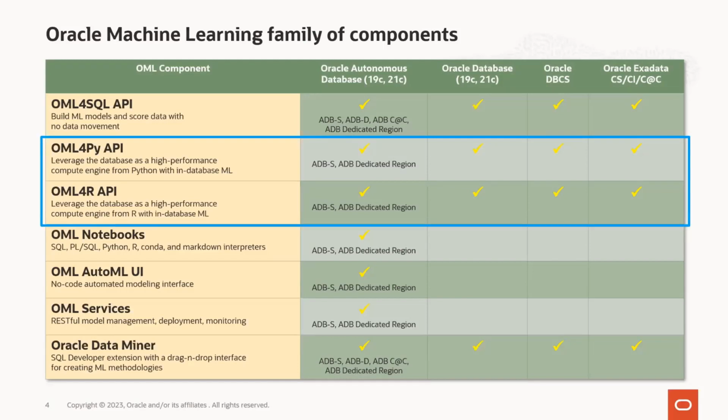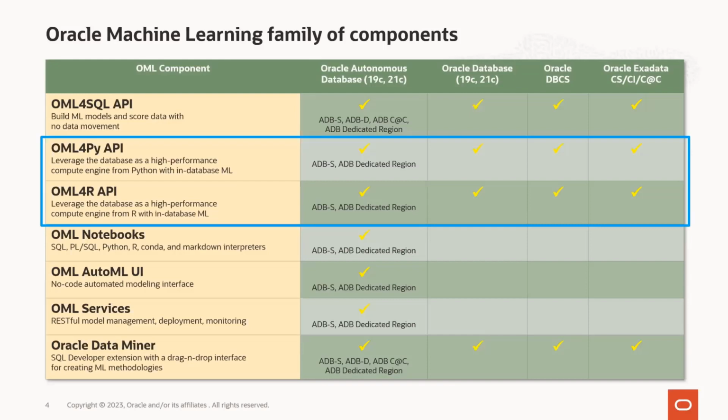Now, OML for Py and OML for R are Python and R language interfaces. These allow you to manipulate database tables and views using familiar Python and R functions on data frame proxy objects. And they also provide Python and R language interfaces to the in-database machine learning algorithms.